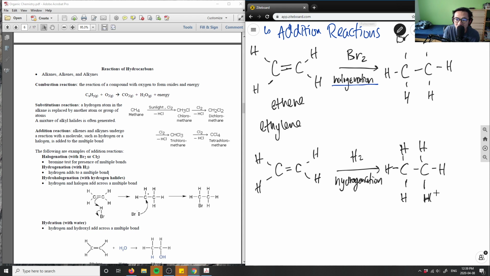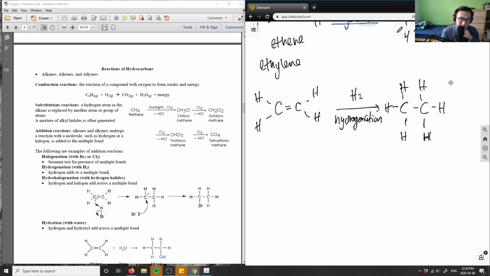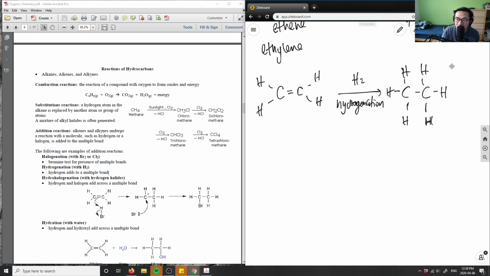In reality, H2 is not enough. We actually need something called a catalyst. In this case, I don't want to get it wrong, but I think it's Lindlar's catalyst that we're going to use to hydrogenate an alkene. Or I think this is alkyne actually. I think Lindlar's catalyst is actually for alkynes. So give me a second. This actually works for alkynes.